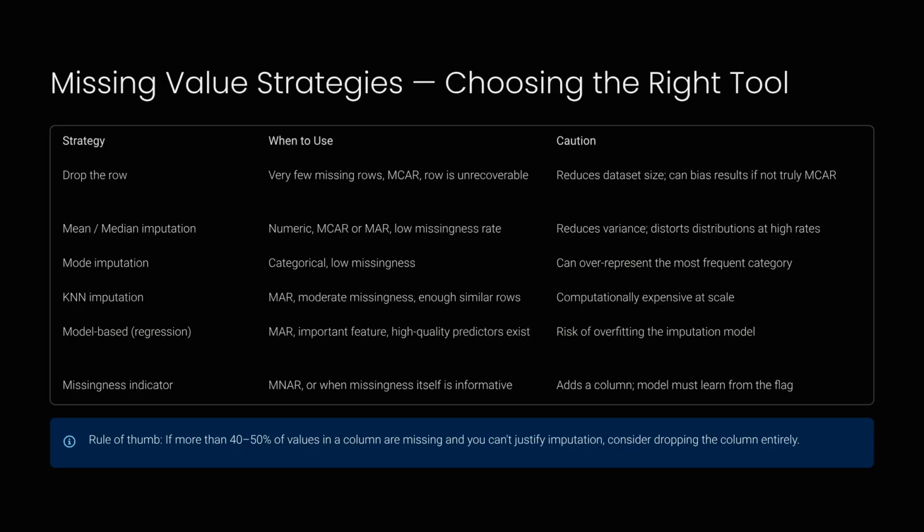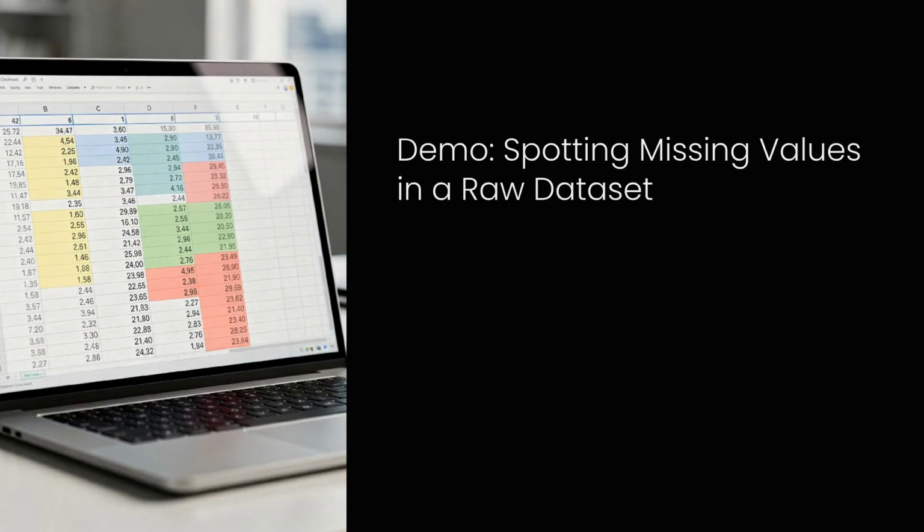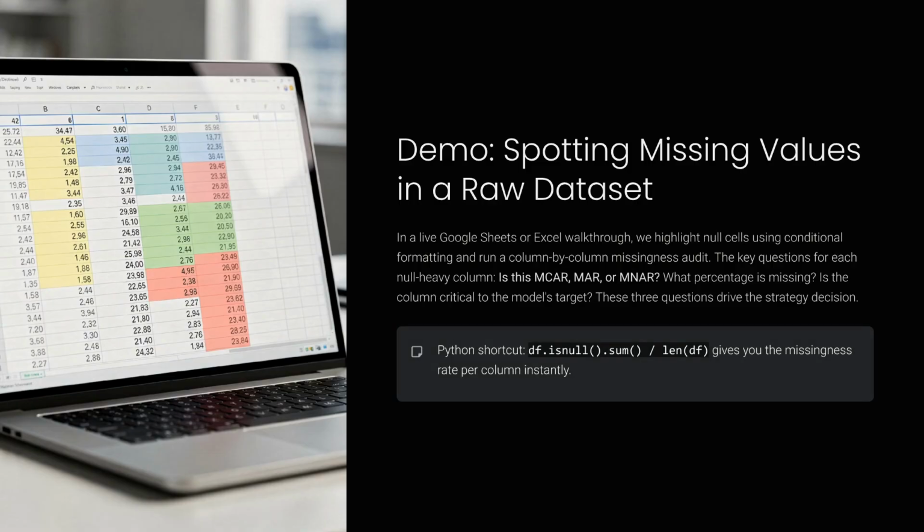Different missing value strategies apply depending on the data. Options include dropping the row, mean/median or mode imputation, KNN imputation, model-based regression, or using a missingness indicator. Use caution with each method. When spotting missing values in a dataset, ask 3 key questions. Is it MCAR, MAR, or MNAR? What percentage is missing? Is the column critical to the model's target?